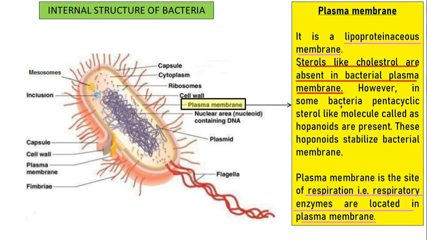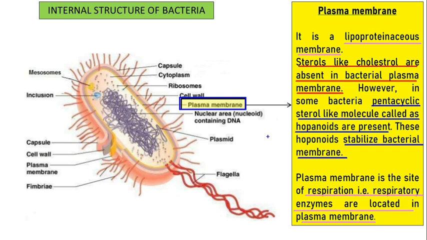Apart from this, the bacteria membrane has pentacyclic sterol-like molecules which are known as hopanoids. So in short, we can say plasma membrane is the site for respiration. It is a lipoproteinaceous membrane. It lacks sterols, but yes, hopanoids are present. Hopanoids are important because they stabilize the bacterial membrane. So this is the plasma membrane that we have.